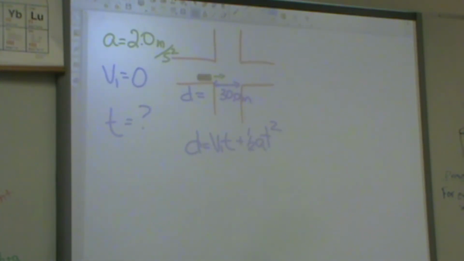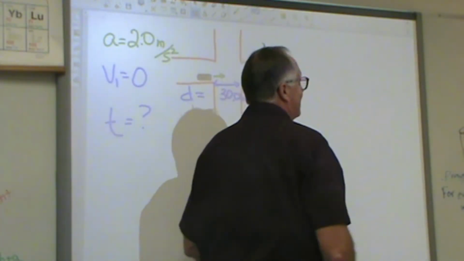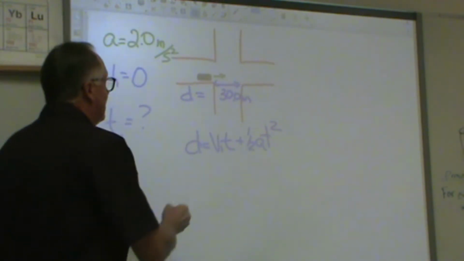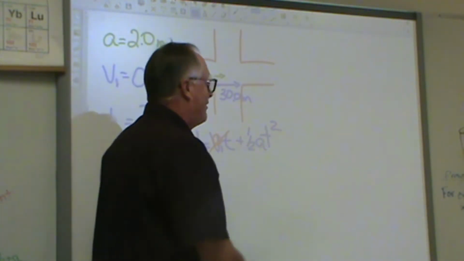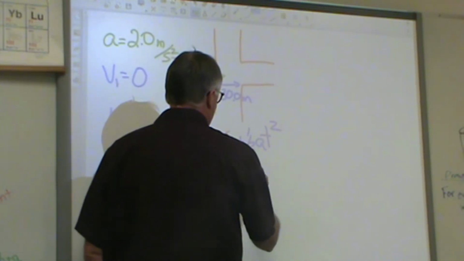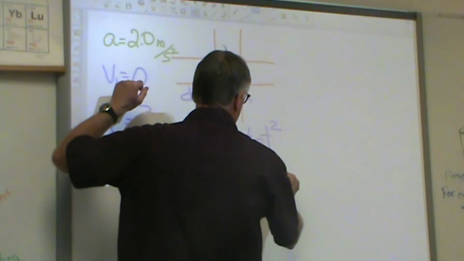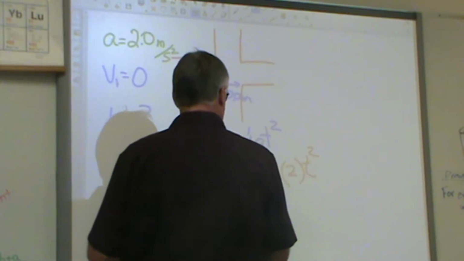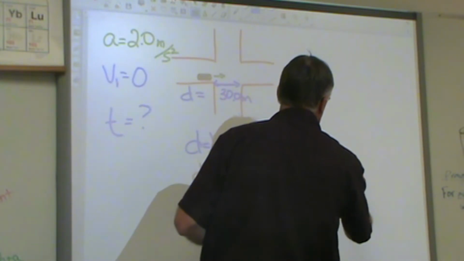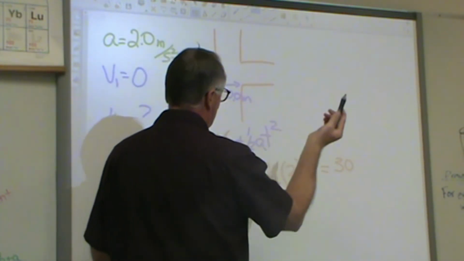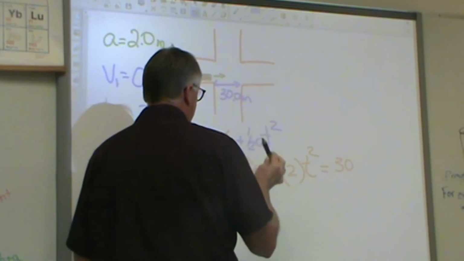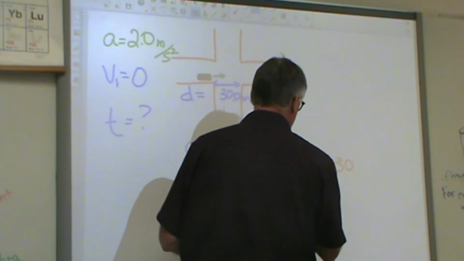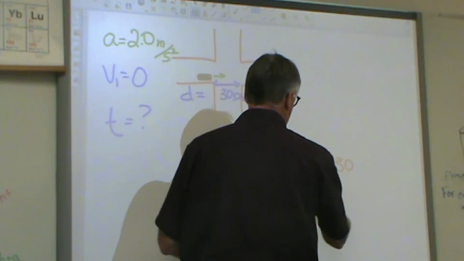The first thing you should do is, oh good, I get to use the quadratic. But then, as JC already saw ahead, no, we don't, because I know that V1 equals 0, so if I put in the 0 for this, that whole section just drops out. So now it's just D equals 1/2 AT squared, equals 1/2 times A, which is 2, times T squared. And I know what the D is, so I can put it over here, equals 30. I can even do some more math on this. 1/2 times 2 is 1, times T squared is just T squared equals 30. To find out what T is, I'm going to take the square root of both sides.